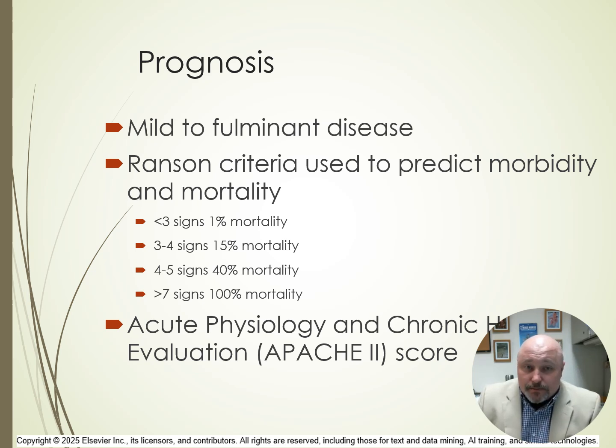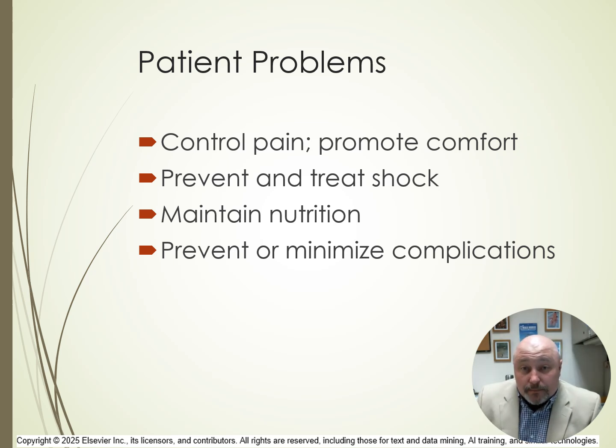In Ranson's research, patients with fewer than 3 signs had a 1% mortality rate. Those with 3 to 4 signs had a 15% mortality rate, those with 5 or 6 signs had a 40% mortality rate, and those with 7 or more signs unfortunately had a 100% mortality rate. Nursing interventions focus on pain management, preventing hypovolemic shock, ensuring nutrition, and preventing complications. That means controlling pain and promoting comfort, preventing and treating shock, maintaining nutrition, and minimizing any and all complications.